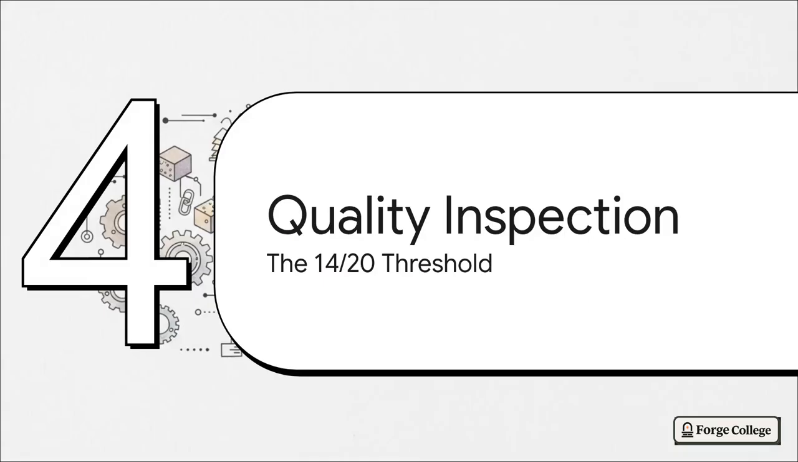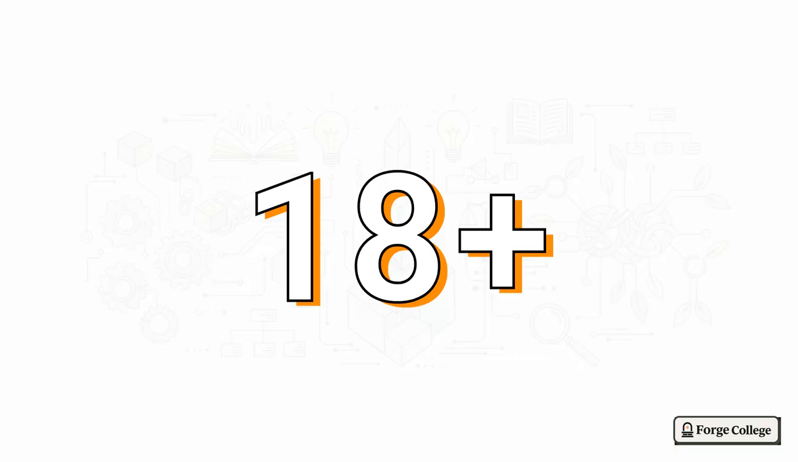Okay, phase 4, the final quality inspection. Let's talk about the threshold. Think of this as the final QA test before your draft is allowed to leave the factory floor. We use a 20-point rubric for this specific milestone. To pass, your draft absolutely must score at least a 14 out of 20. But honestly, I know you can do way better than that. I am highly encouraging you to enthusiastically aim for that capstone-ready 18+ mark.